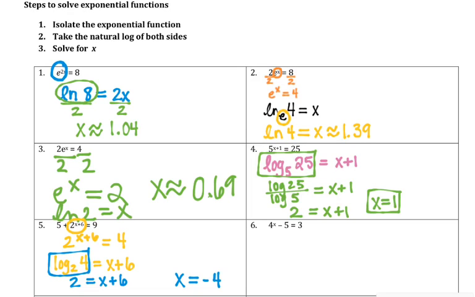All right, number 6. What do we think we need to do first in number 6? Add the 5. Good job. Let's do that. Add the 5. When I add 5, I get 4x equals 8. Then what? Change it to a log. What's going to be the base of this log? Base of 4. Base of the log is the same as the base of the exponent. So base of 4, what's after that? 8 equals x.